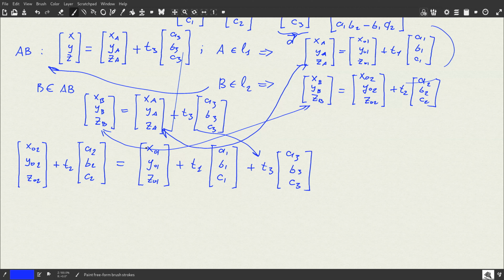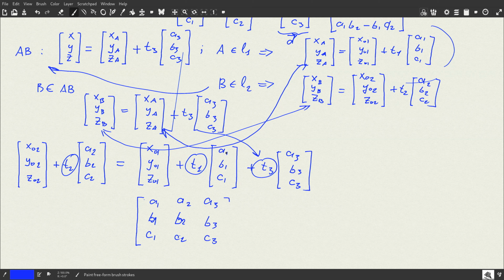The unknowns here are obviously T1, T2, and T3. These are the unknowns. We can write this in a matrix form. So consider this matrix A1, B1, C1, A2, B2, C2, A3, B3, C3.